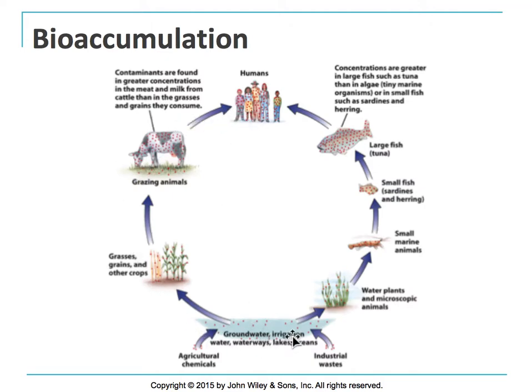Same thing is true for water plants. Water plants will take in some of those toxins. Then a small marine animal, maybe a fish, maybe a shrimp, krill, something really small, gets those toxins from the plants. Then a smaller fish like sardine or herring will eat that shrimp or that krill and have a higher concentration in its body. Then a larger fish, maybe a tuna, will eat that sardine or that herring and have a larger concentration of the toxin. And then we eat the tuna, and as a result we end up again being contaminated with the chemicals that originated in the groundwater.